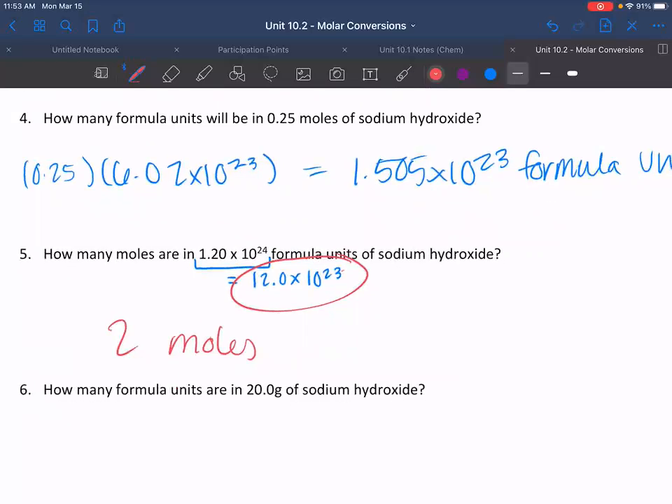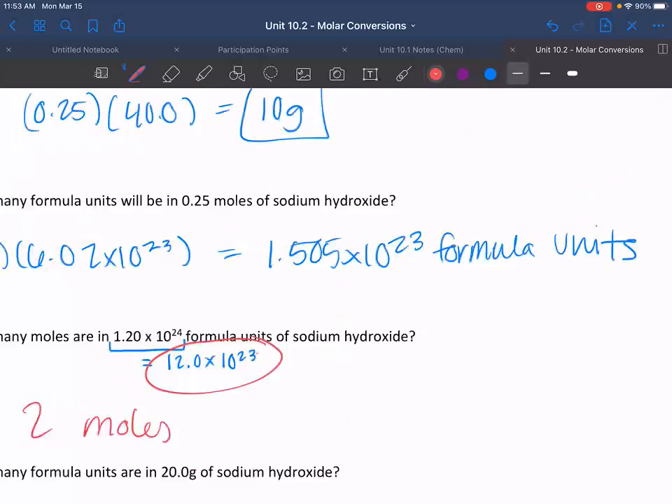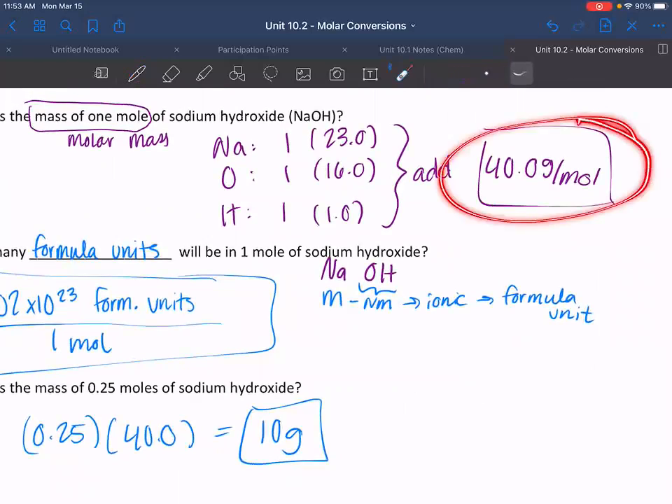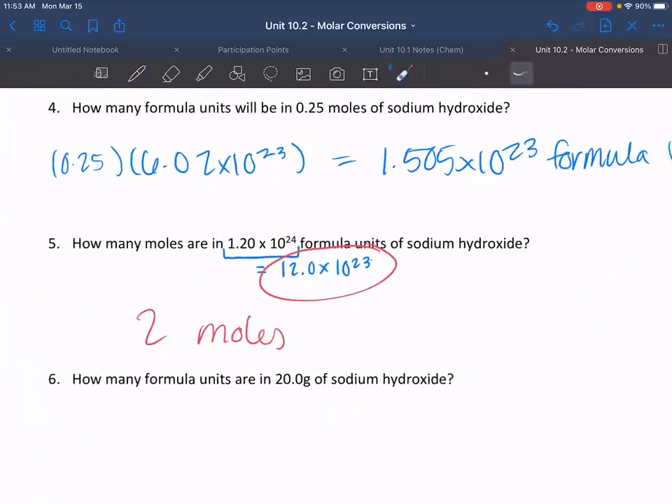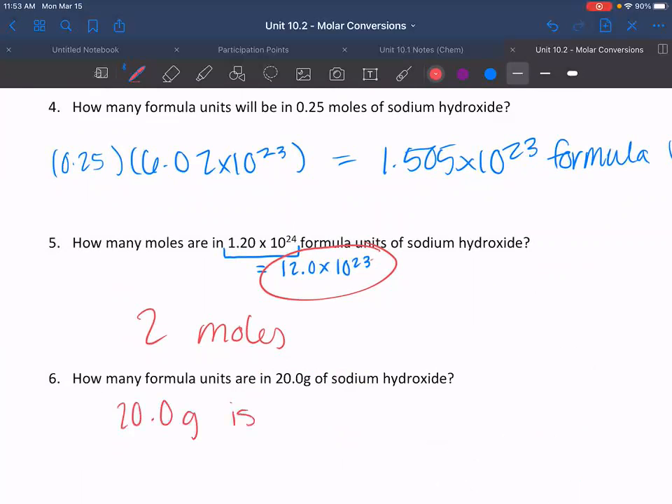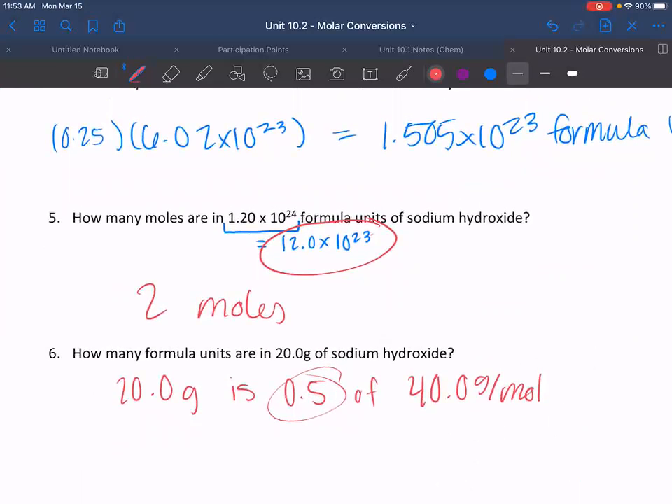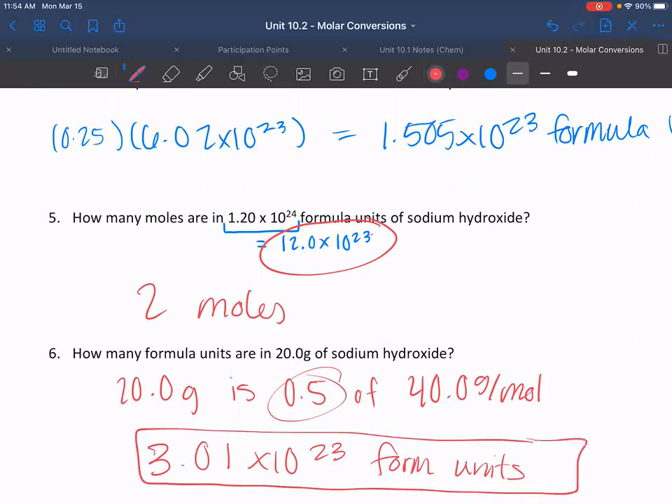So thinking about the mass, we have 20 grams. How does that relate to the molar mass? It's half as much. So that means we have half a mole if we only have 20 grams. So 20 grams is 0.5 of 40 grams per mole. So we're working with half a mole. How many formula units are in half a mole? Exactly. 3.01 times 10 to the 23rd.